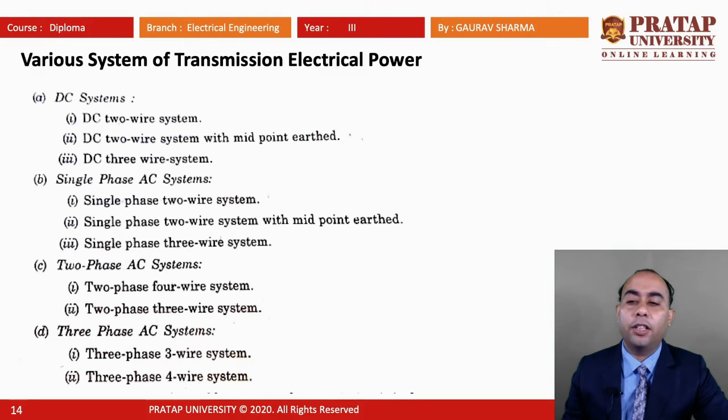Now again we have a two-phase AC system. In that category we have a two-phase four-wire system and a two-phase three-wire system, and finally we have a three-phase AC system. In this we have a three-phase three-wire system and a three-phase four-wire system.